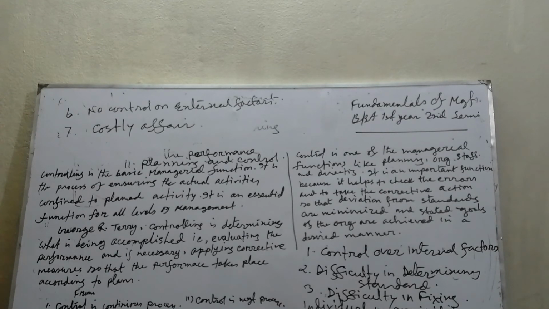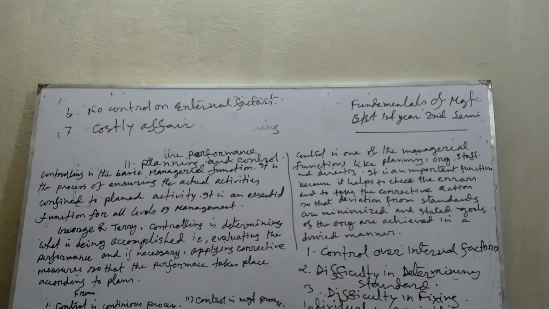No control on external factors. That is an important limitation in this question. An organization fails to have control on external factors like technological change, competition, government policies, change in the taste of consumers, etc.